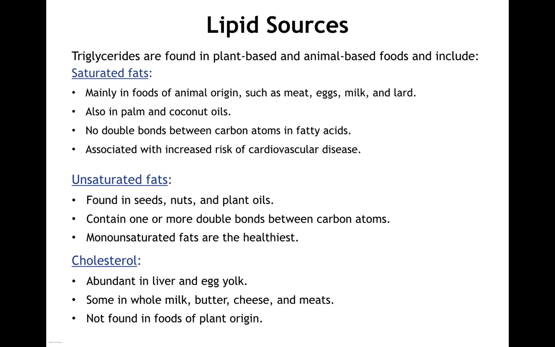Cholesterol is abundant in liver and egg yolk. There's some in whole milk, butter, cheese, and meats. It's not found in foods that originate in plants.